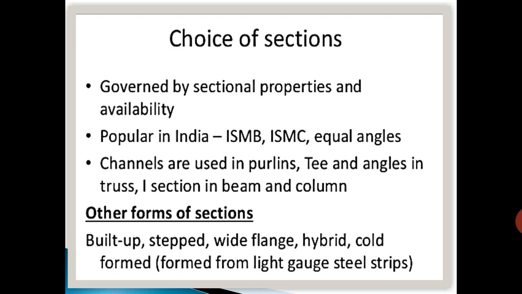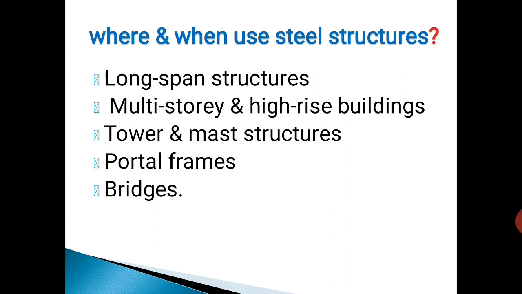Channels are used in purlins, T and angle sections are used in trusses, and I section is used in beams and columns. Other forms of section are built up section, step section, wide flange section, hybrid section, and cold form sections. This is the choice of sections and their uses.